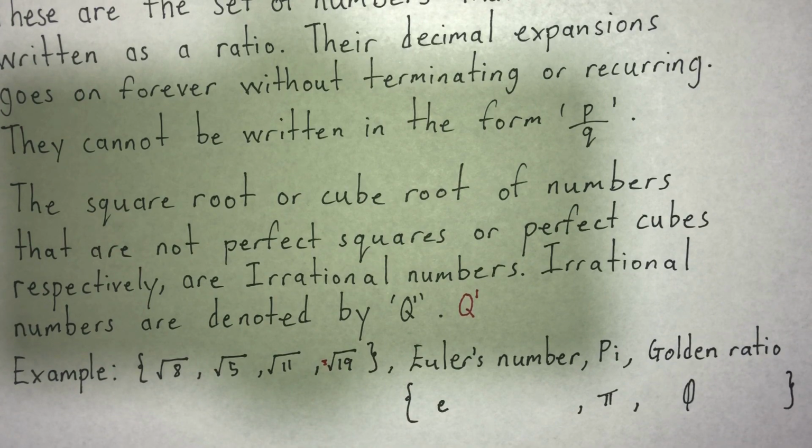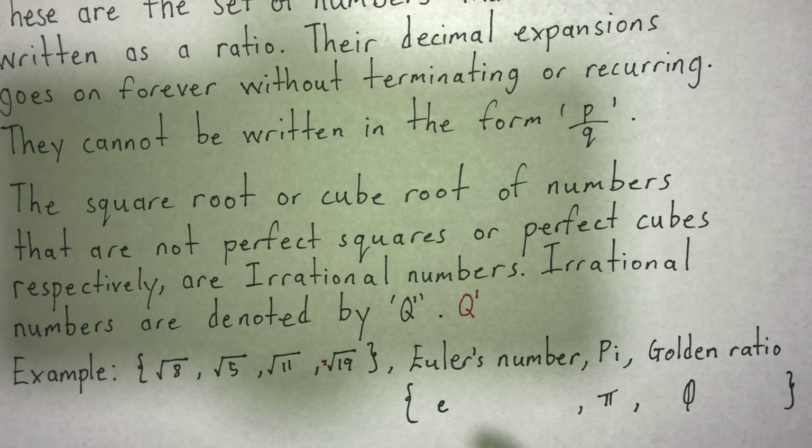Question. Let's say we had the square root of 64. Is that an irrational number or a rational number? It is a rational number because the square root of 64 is 8. 8 times 8 is 64. And the digit 8 can be written as 8 over 1, 8 over 2. So therefore, it is a rational number.